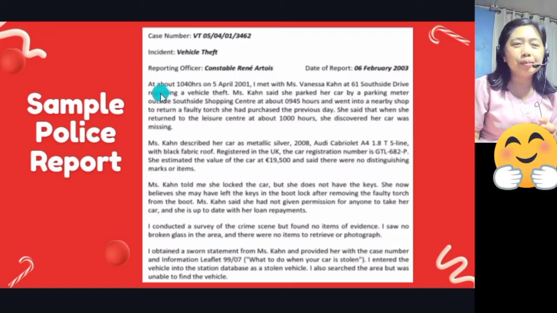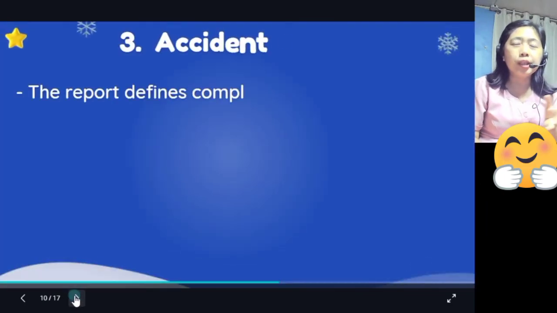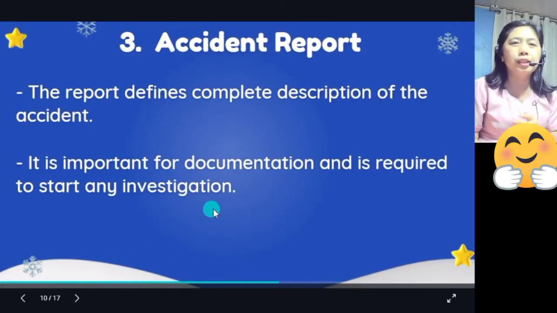But in here, just like the narrative, it follows, at about 10 a.m. or 10:40 hours on April, so the time, the date, the person he met, okay, including the address. So it has a narrative style. But again, it is also possible that you do not join the narrative and the chronological.